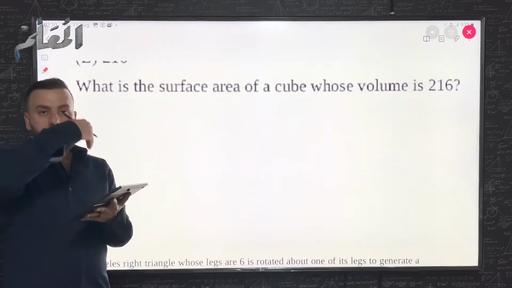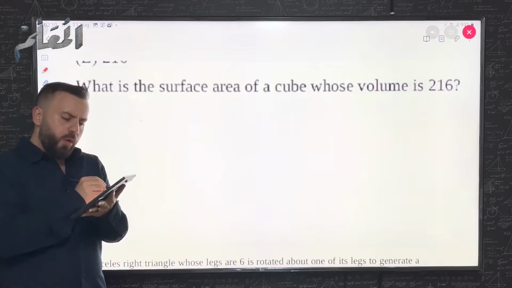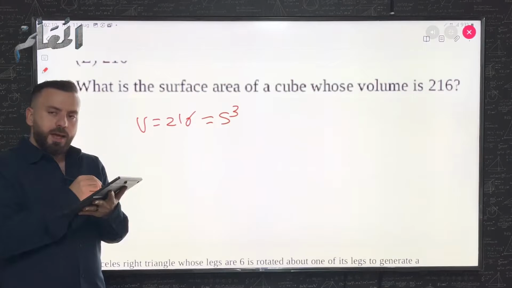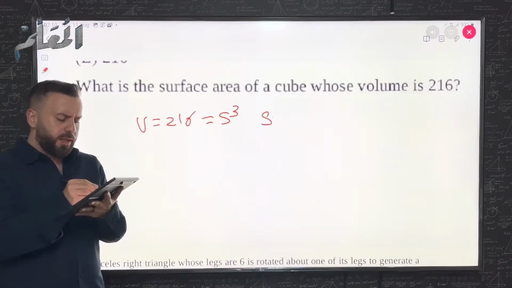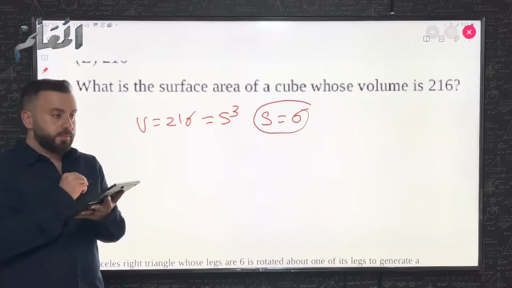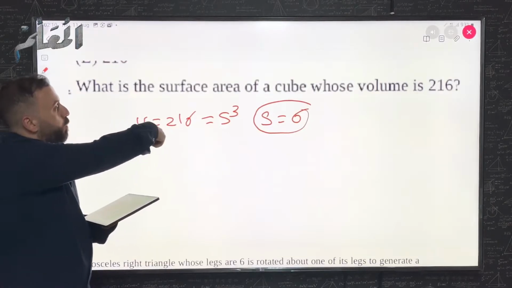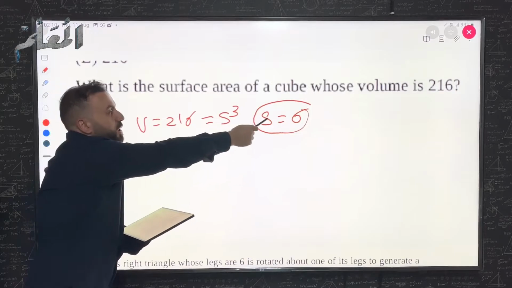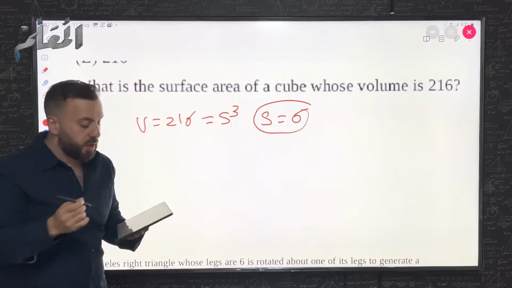Okay, now this is a reverse question. The volume is 216, which is equal to side cube. So side is equal to 6. Cube root, both sides, 6 times 6 times 6, which is equal to 216. So the side is equal to 6. So what is the surface area now?